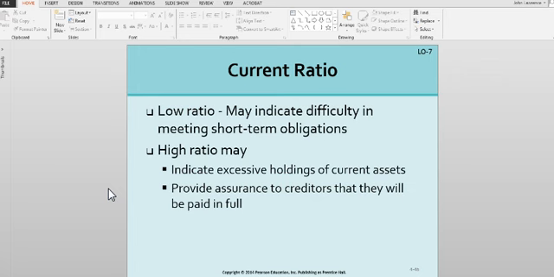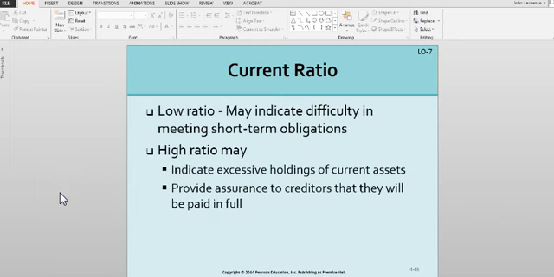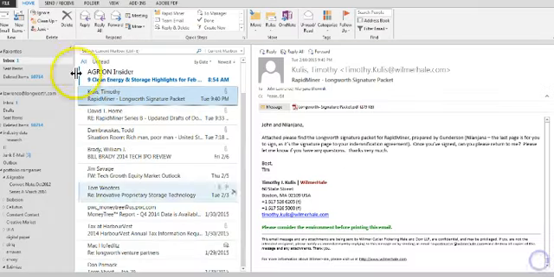In this instance here, if the ratio is very low, in this case it's 3-to-1, but let's say it was 1-to-1, that may indicate some difficulty that the company has in meeting its near-term obligations.